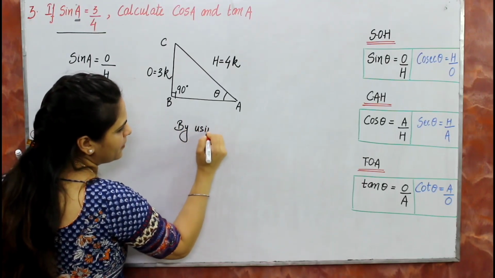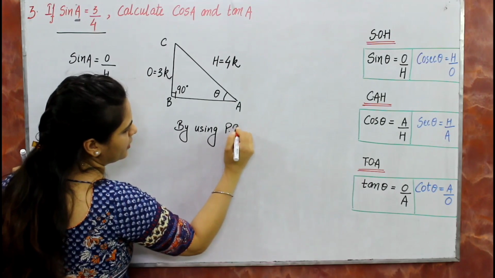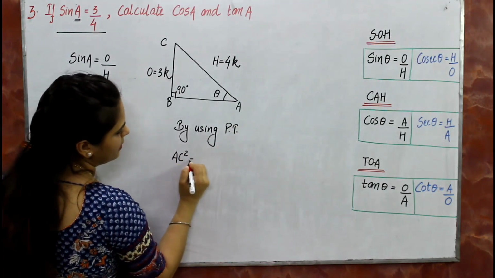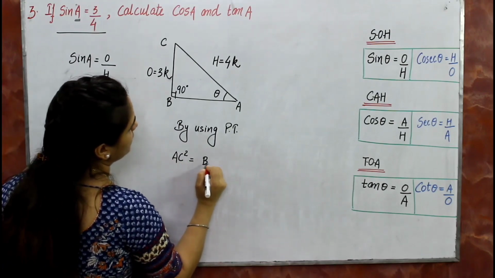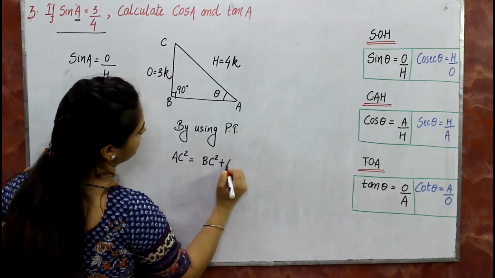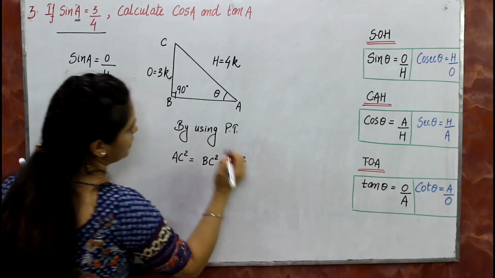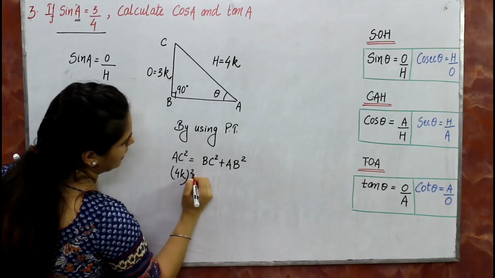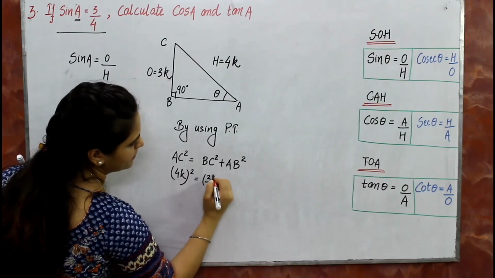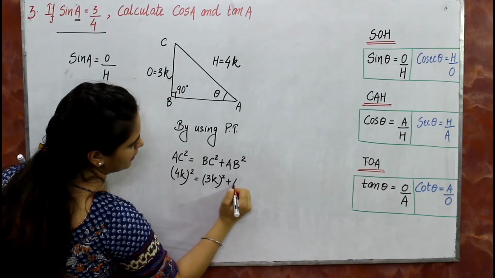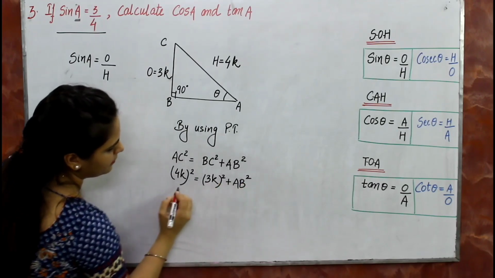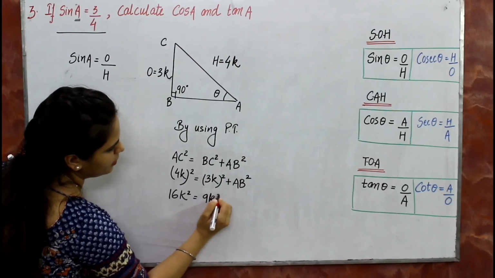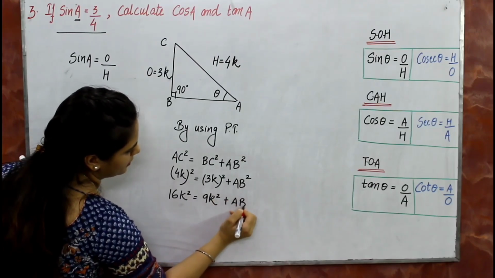By using Pythagoras theorem, AC square, hypotenuse square, is equals to BC square plus AB square, where AC is equals to 4K and BC is equals to 3K. Value of AB we have to find. So it's 16k square is equals to 9k square plus AB square.